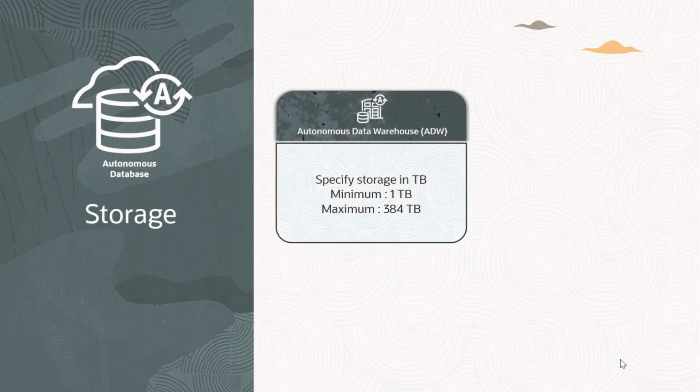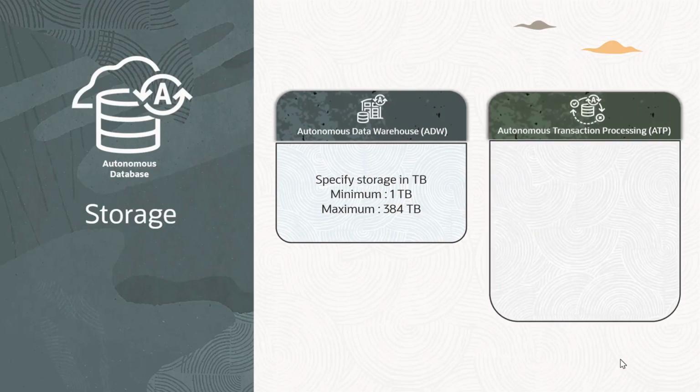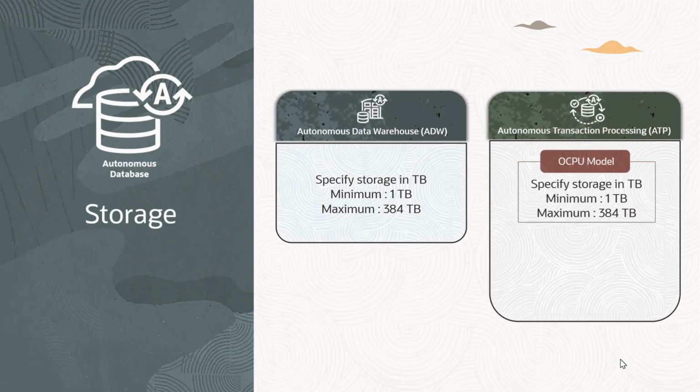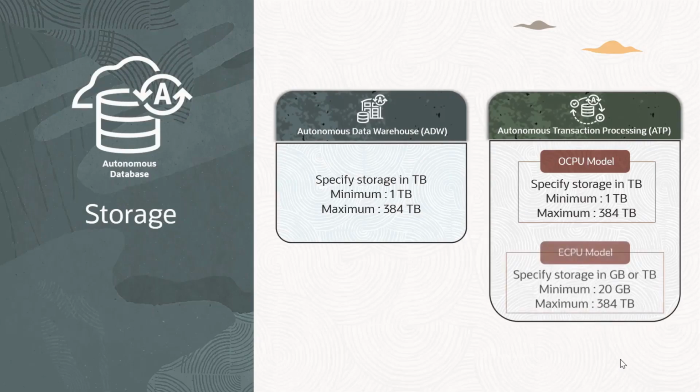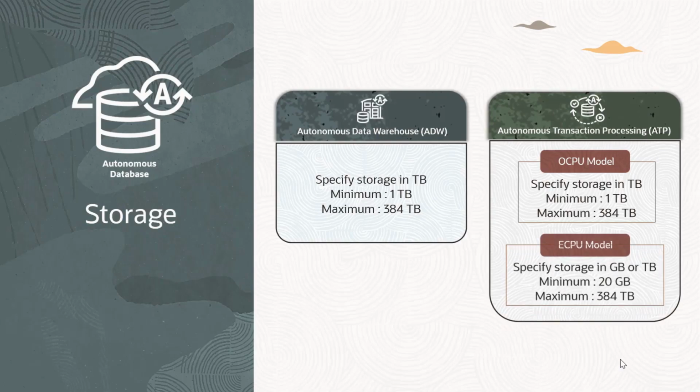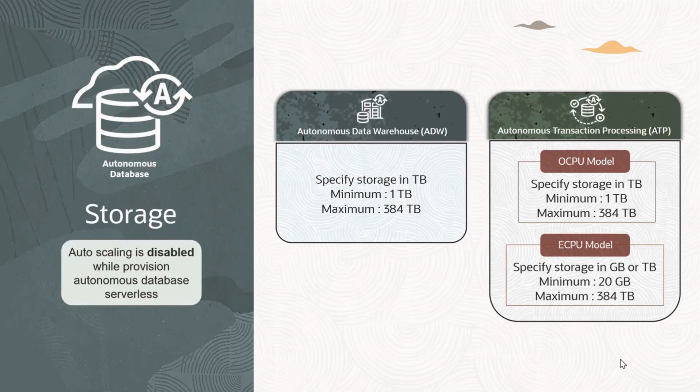For the autonomous data warehouse workload type, irrespective of the compute model, you have to specify the size in TB. The minimum size is 1 TB and the maximum size is 384 TB. For an autonomous transaction processing database with the OCPU compute model, you can specify the size in TB. The minimum size is 1 TB and the maximum size is 384 TB. If the chosen compute model is eCPU, you can specify the size in GB or TB and the minimum size is 20 GB while the maximum size is 384 TB. Auto-scaling of storage is disabled by default during provisioning and you can enable it by clicking on the checkbox.